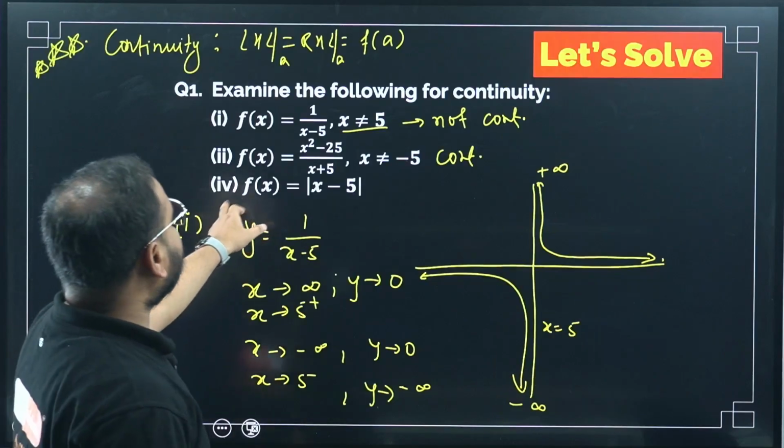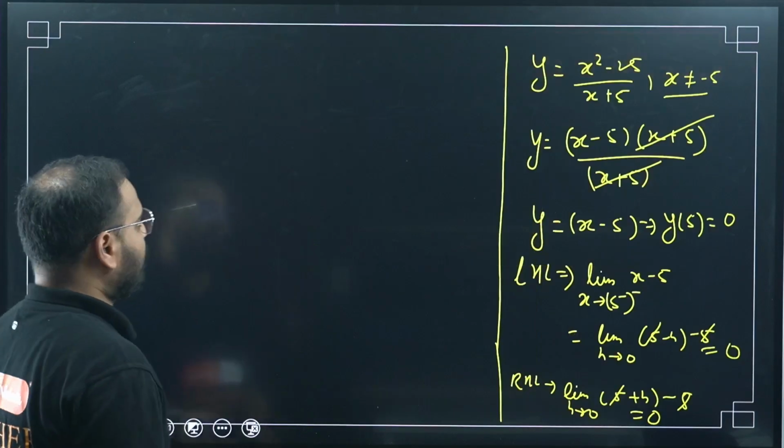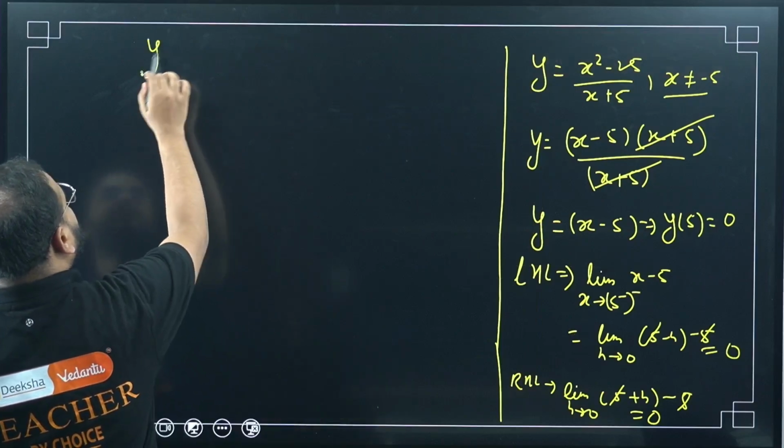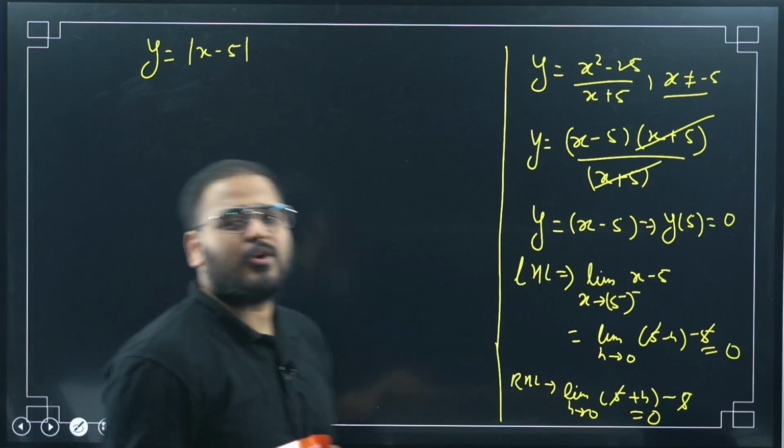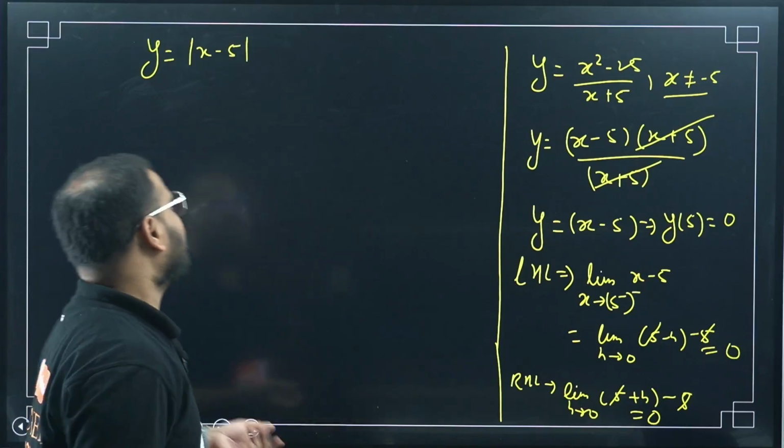What about this one? f(x) equals mod of x minus 5. Third one I'm moving to. f(x) equals, or y equals, mod of x minus 5. Whenever you see mod, it's easy to draw what? Graph. So let's draw the graph.